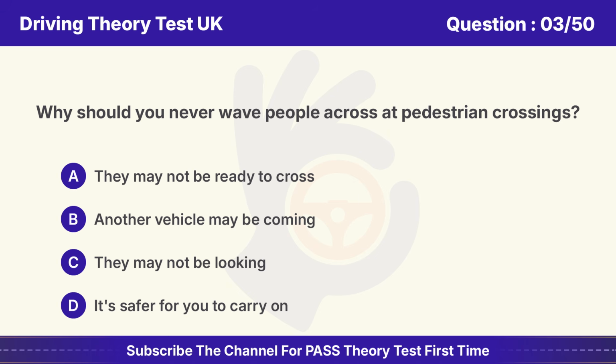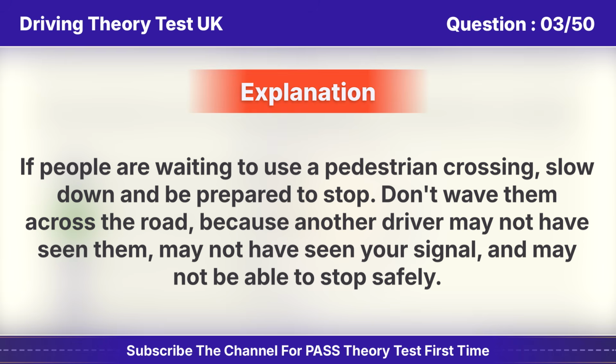Question 3. Why should you never wave people across at pedestrian crossings? Answer is B. Another vehicle may be coming. If people are waiting to use a pedestrian crossing, slow down and be prepared to stop. Don't wave them across the road, because another driver may not have seen them, may not have seen your signal, and may not be able to stop safely.